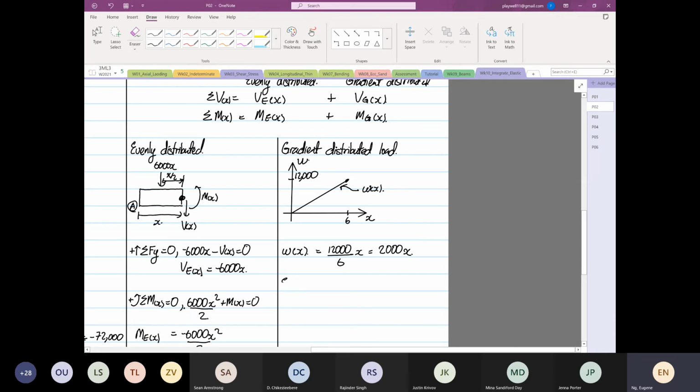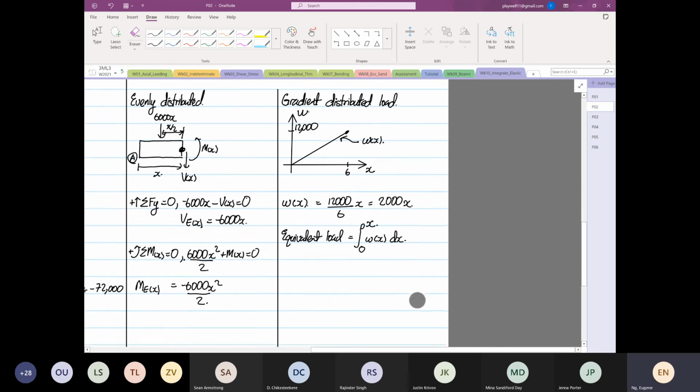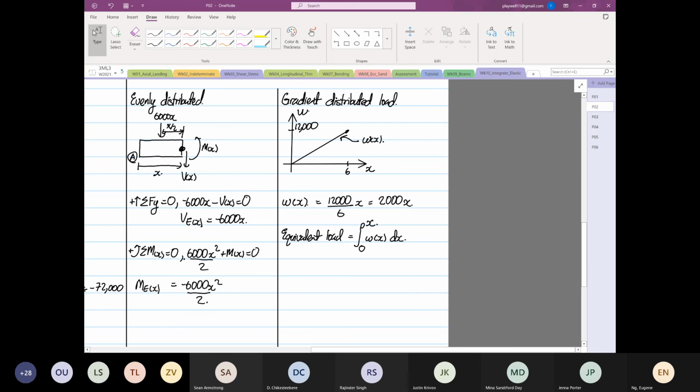Then the equivalent load is equal to, you have to integrate omega as a function of x dx. We know we're going to integrate from 0 to x, as omega is a function of x, right? So our equivalent load will be equal to the integral from 0 to x of 2,000x dx.